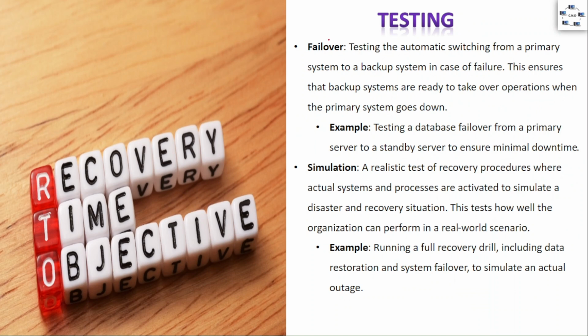The second test type is failover. It is testing the automatic switching from a primary system to a backup system in case of failure. This ensures that backup systems are ready to take over operations when the primary system goes down. Examples include testing a database failover from a primary server to a standby server to ensure minimal downtime.